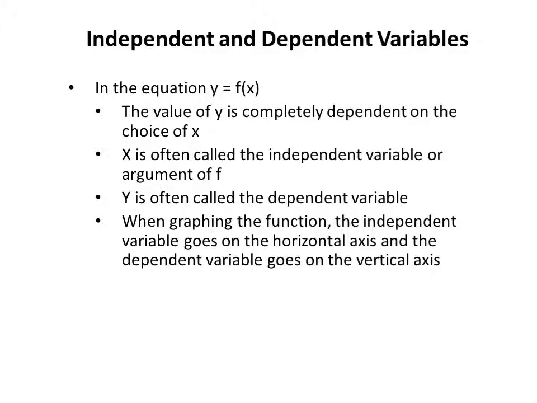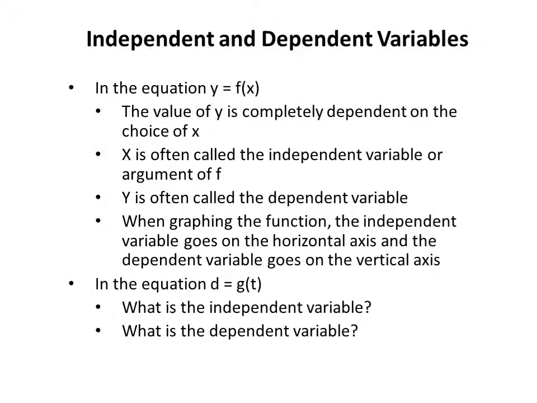And when we graph the function, the independent variable, which is variable x, goes on the horizontal axis. So we know that the horizontal axis represents the x-axis, and y, the dependent variable, goes on the vertical axis, which is the y-axis. So let's look at this example here: in the equation d equals g of t, what do you think is the independent variable here?